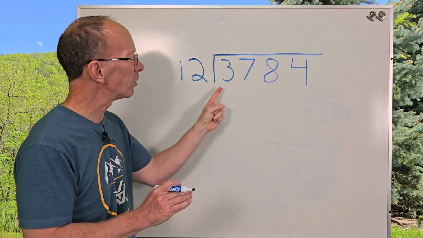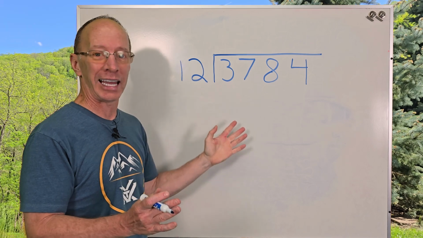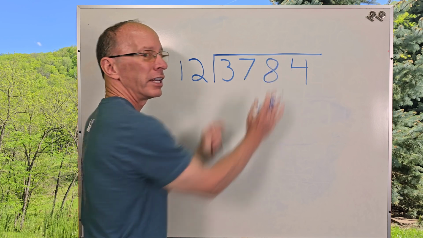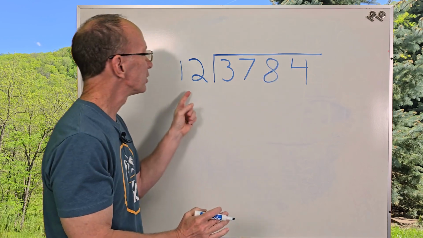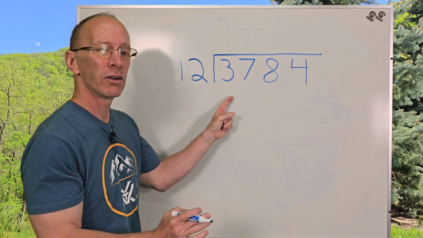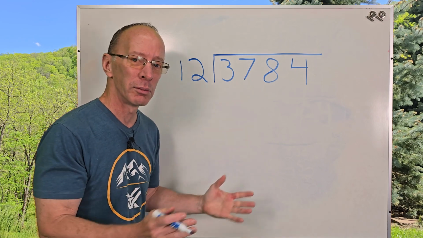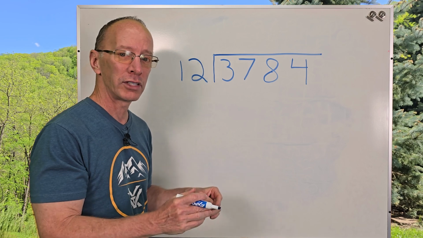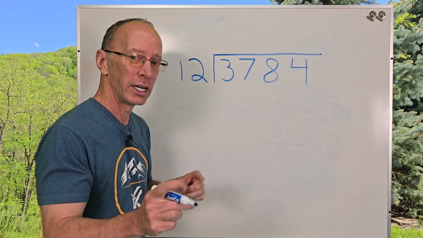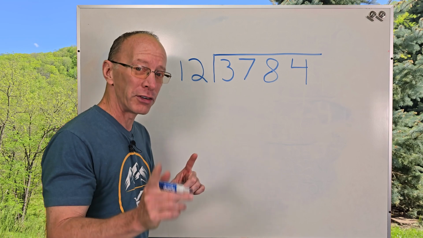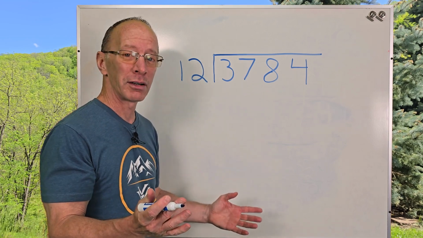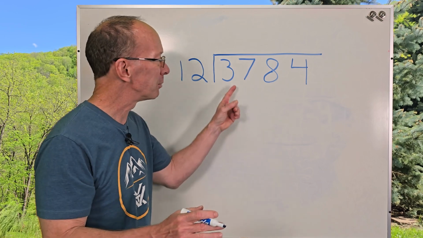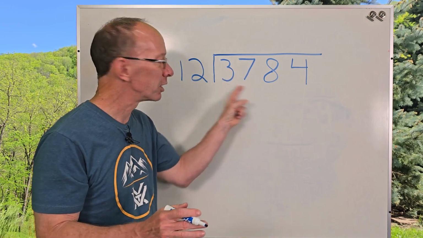Can I put 12 into 3? You just can't, can you? So now I need to move over to this number here, 37 right there. So how many times can I put 12 into 37? If you know your multiplication of 12s, 12 times 1 is 12. 12 times 2 is 24. 12 times 3 is 36. 12 times 4, 48. Too high, too big. You can't use a number that's bigger than this number you're working with.